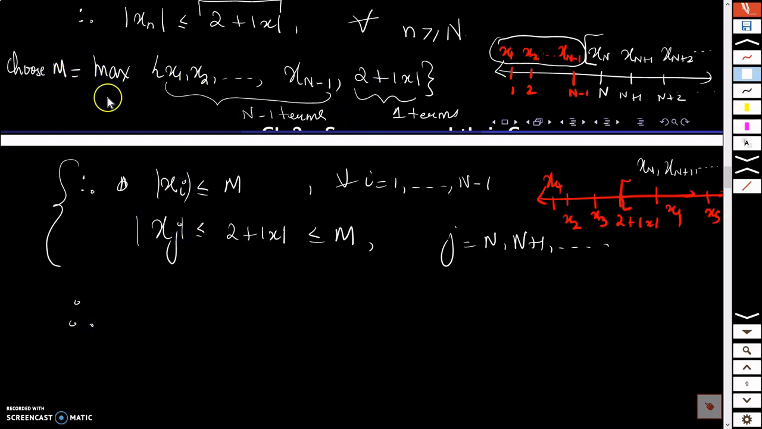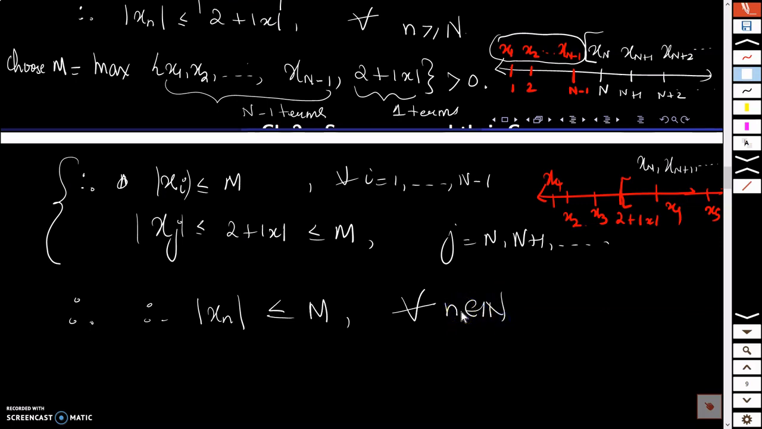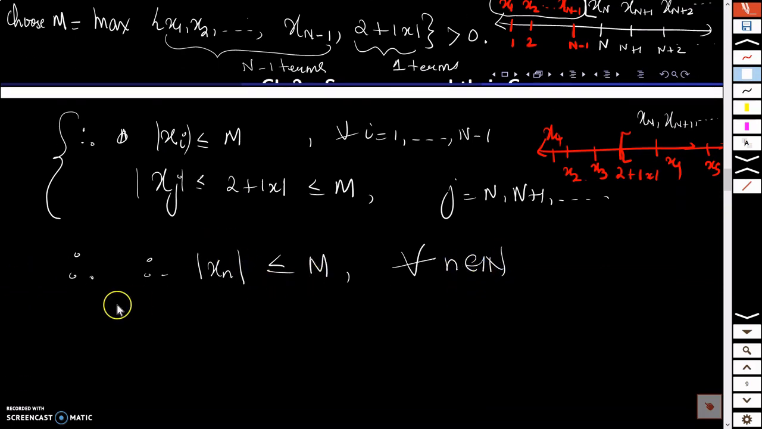So choose a real number M to be the maximum of this. This is positive. Our M definitely cannot be negative because I already have a positive number here with me. So even if these terms are negative, this one will be bigger than all the negative terms, and this is going to be strictly positive, right? So finally, what I have is modulus of x_n is less than or equal to M for all natural numbers n. So what did we show? We showed that the sequence x_n is bounded.